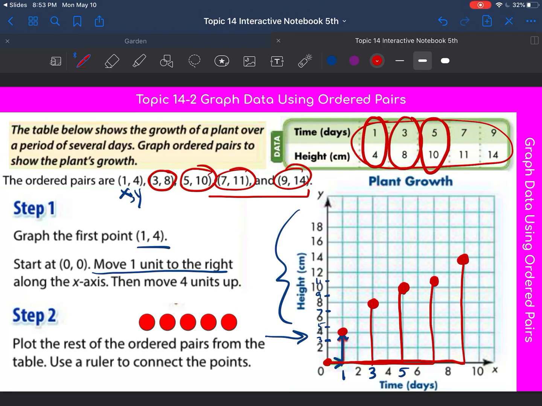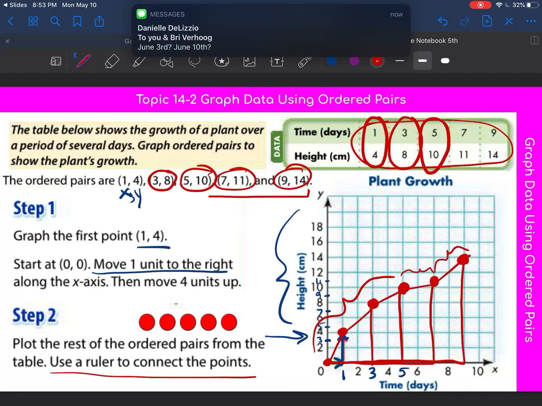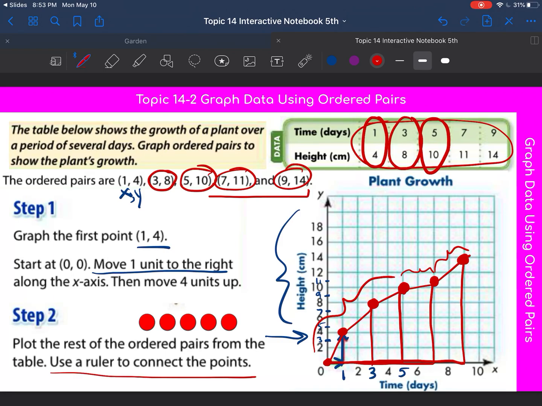All right, and then what we do, and you don't have to do this, but we're going to connect these with straight lines to see the growth of this plant. So you can see it was growing really well in the beginning, then it got a little slower around this area, and then it grew a lot more in this area.